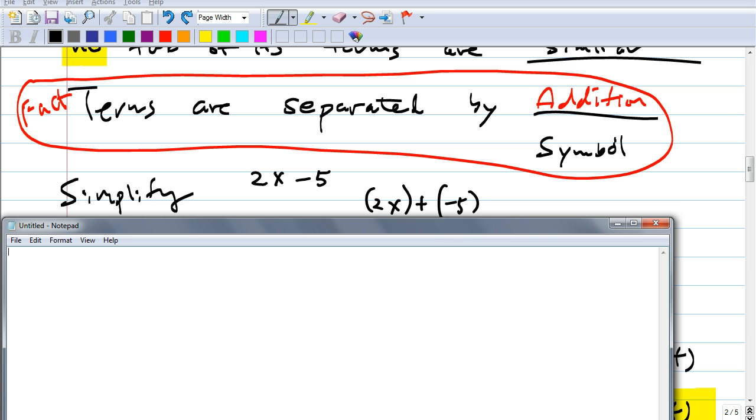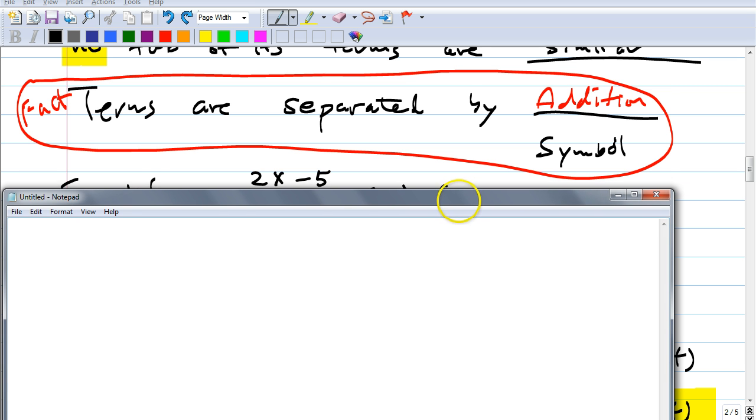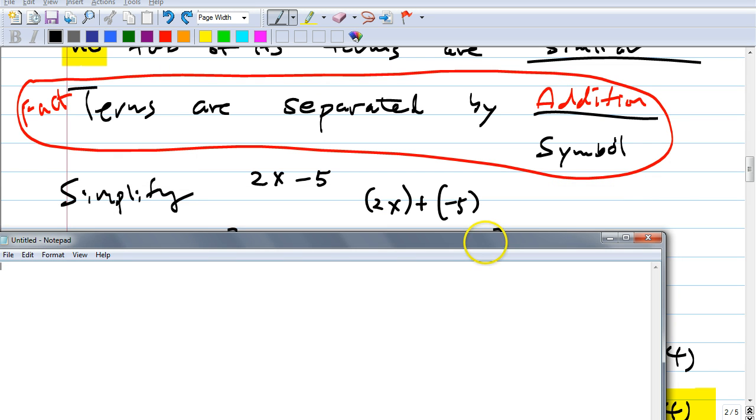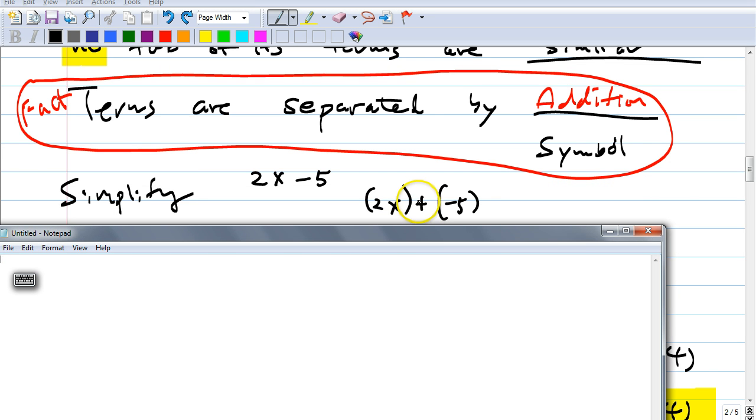Because if you just left it as 2x minus 5 and I said, can you list the two terms of 2x minus 5? Can you write 2x and 5? No, you'll be wrong if you write 2x and 5. What should you write? 2x and negative 5, because what symbol separates the terms? Addition. Does that make sense?